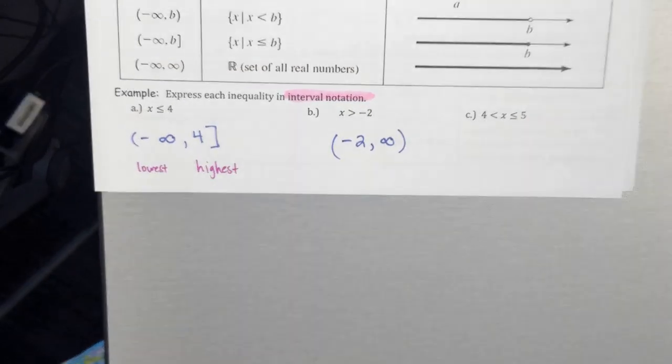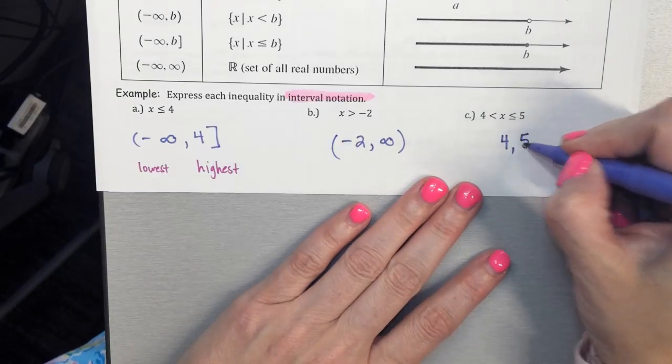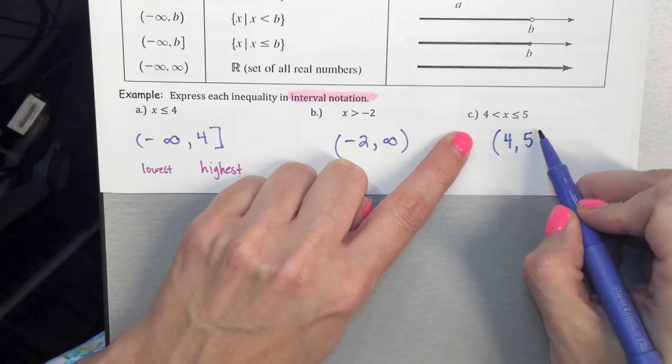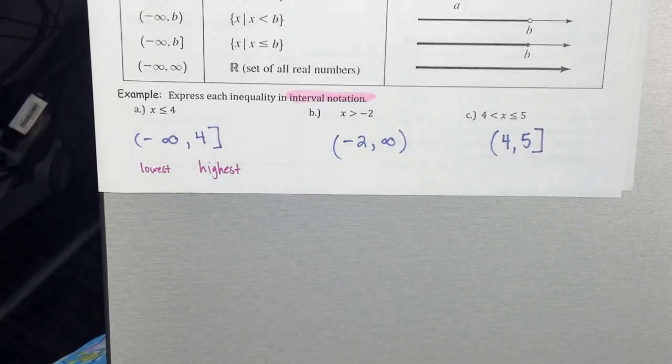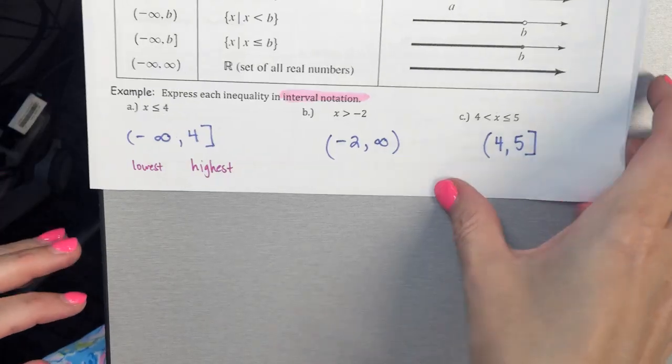All right, and then this one's going to have a combination of both. So it's going to go from 4 to 5. So 4 is with the less than, so it will be parentheses. That has the equal to, so that's going to be a bracket. Okay, how do you guys think we did? Is it coming back from last year? A little bit?